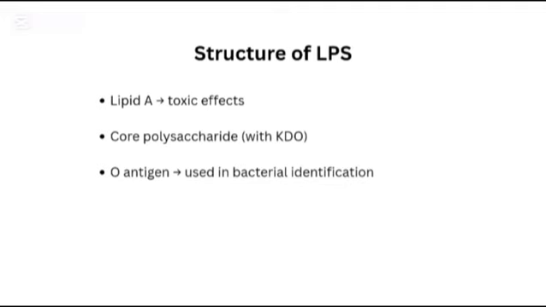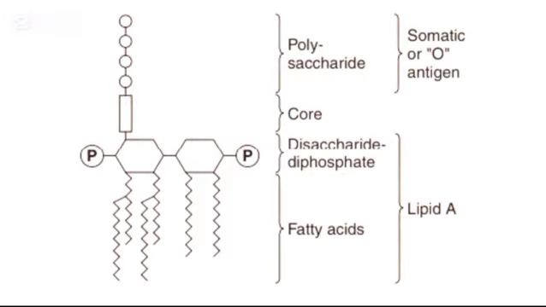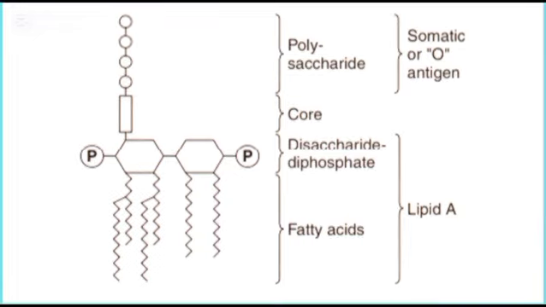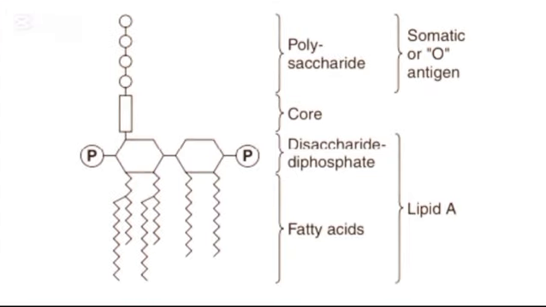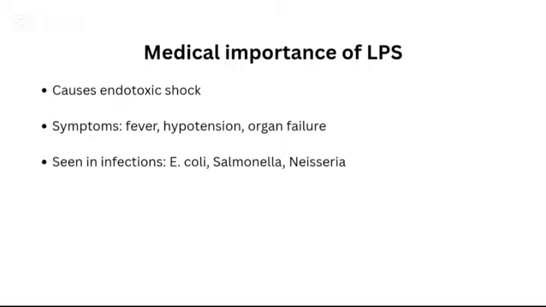in ELISA. This diagram clearly helps us understand the basic parts of lipopolysaccharide, which are fatty acid and disaccharide phosphate, which are collectively called lipid A, then the core polysaccharide, and in the last part the O antigen polysaccharide. It causes endotoxic shock, having symptoms such as fever, hypotension, and organ failure.